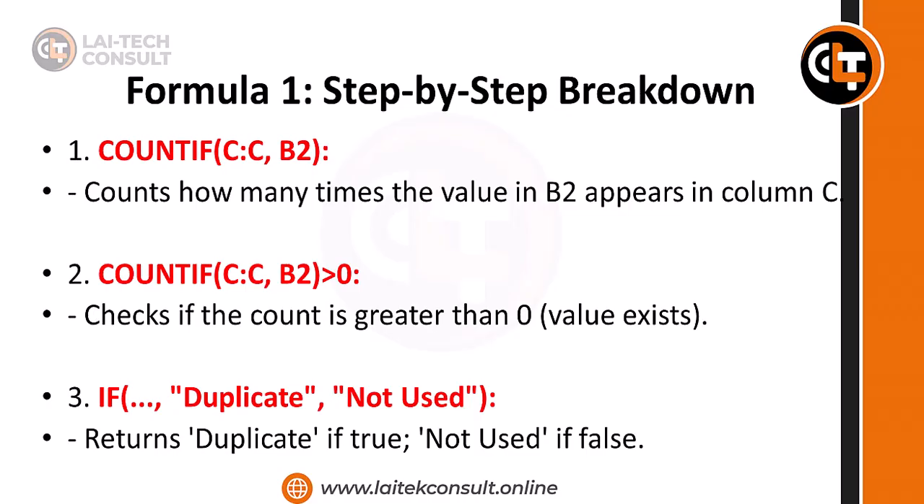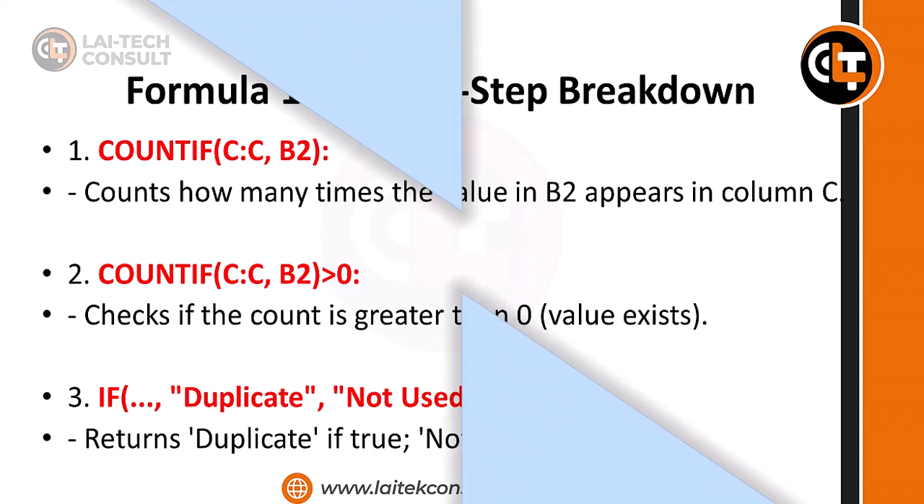The first part of the formula, which is the COUNTIF in brackets, column C comma B2, counts how many times the value in B2 appears in column C. Let's take note of that. The second part checks if the count is greater than 0, meaning the value exists. And the third part checks if the condition is true, the result should be duplicate, otherwise it should be not used. So that is the breakdown of the whole formula.